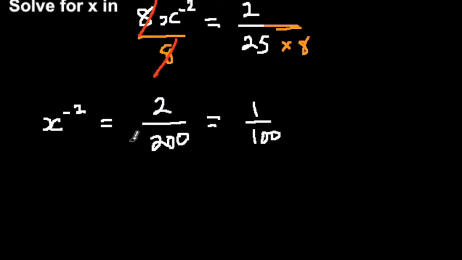The last piece of information that you need to understand in order to solve this is that x raised to the minus 2 is the same thing as 1 over x raised to the power 2. And so we know this is also equal to 1 over 100. Based on this, we can already see that x squared is equal to 100.